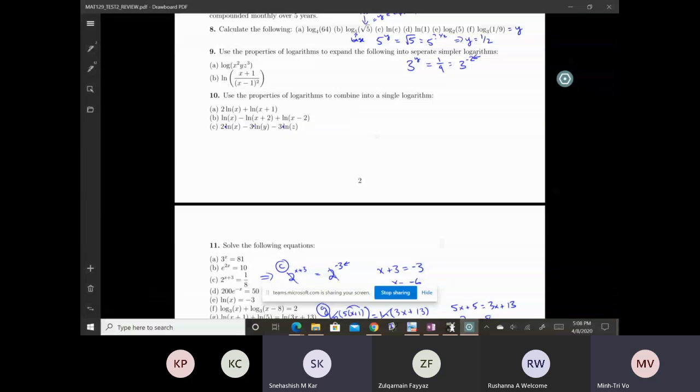We want to take those things into account. You can apply the operations one by one, but in my opinion, it's better to do it all at once. So how do we do it all at once? We write it as a single log, and then everything is combined inside. So how do you combine it?